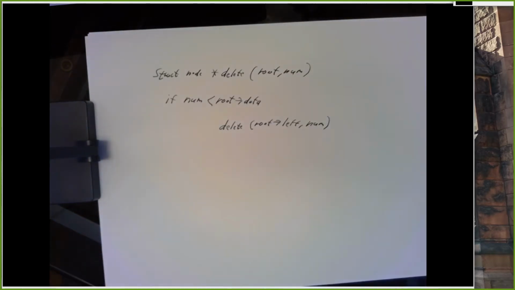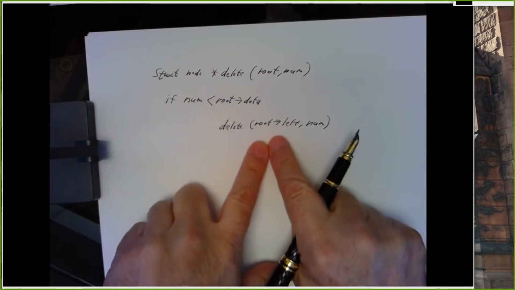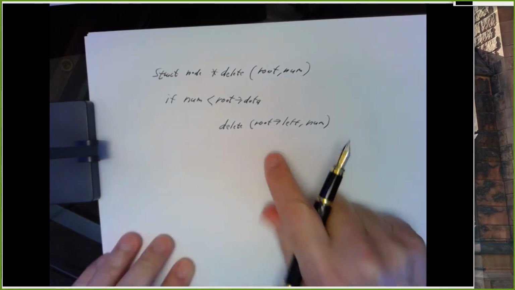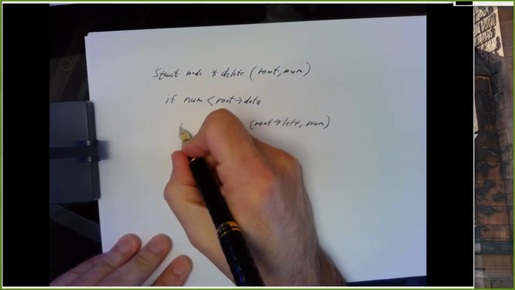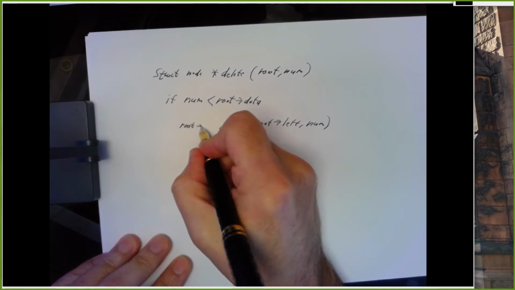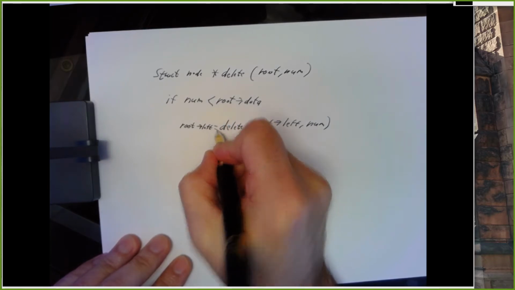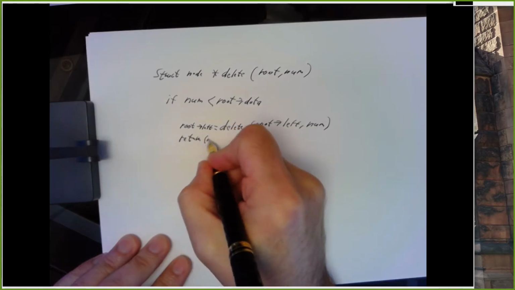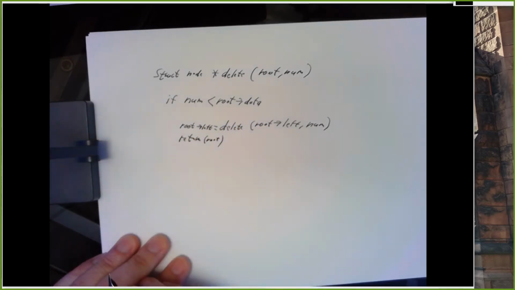And then the result of this will be a tree that looks like the old tree, but is missing the 10. And let's make that the new left subtree of the root. And then let's just return the root of the tree.